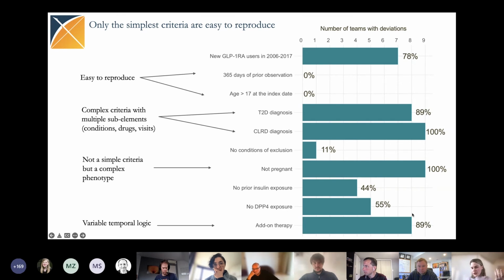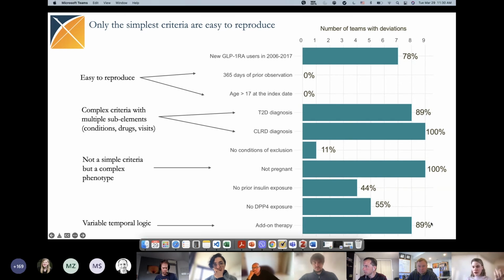And then we also had this add-on therapy where a lot of teams had deviations from the master implementation. And that again represents this complex temporal logic where you have to define how exactly the drug overlaps. And that can be hard if you don't really know what the author meant and if the author didn't spend a whole page discussing how it was done.